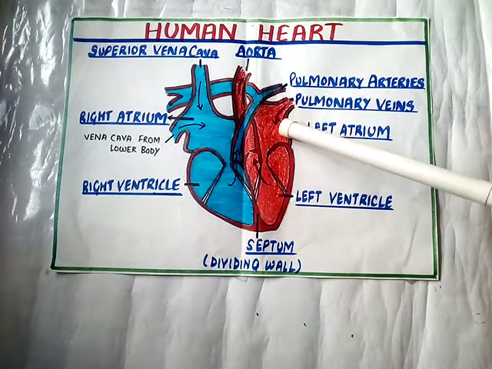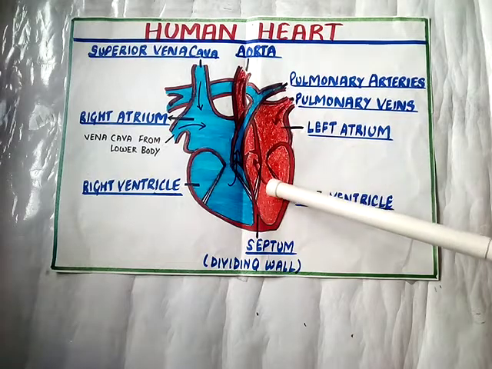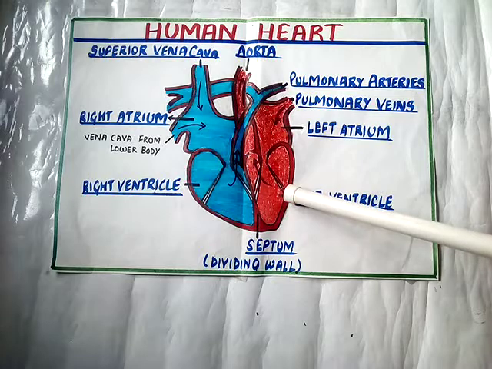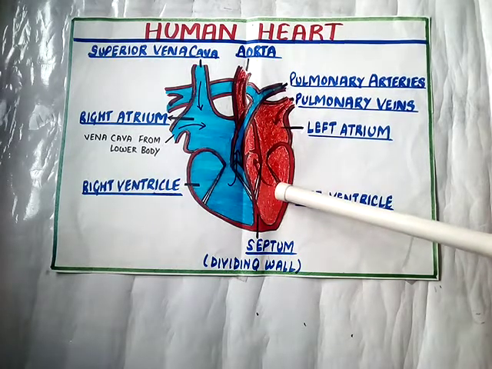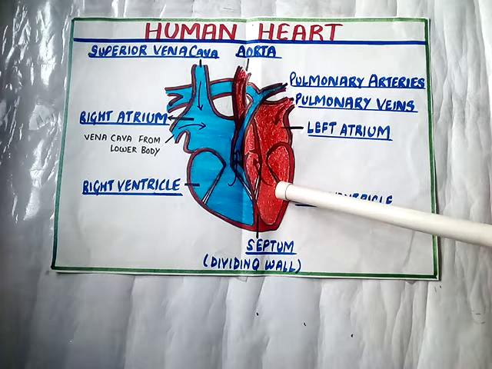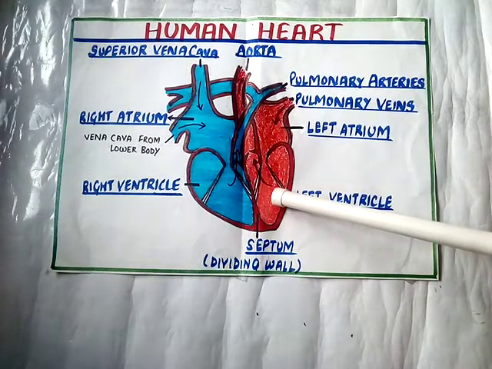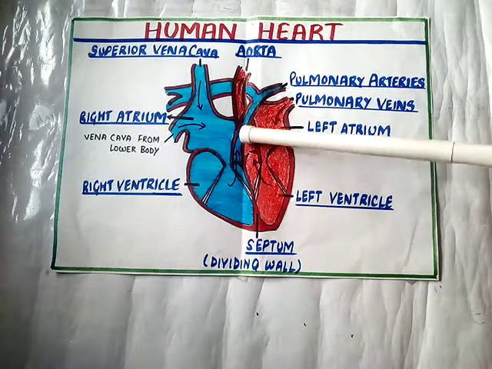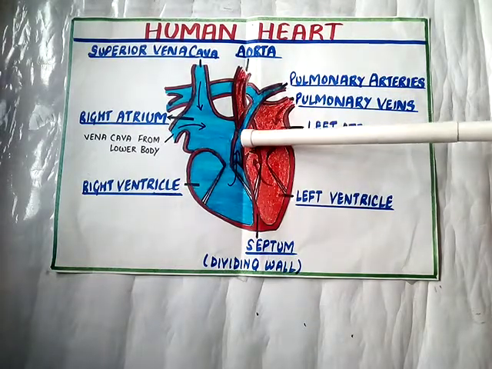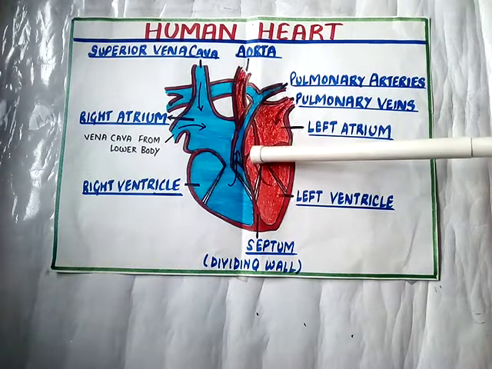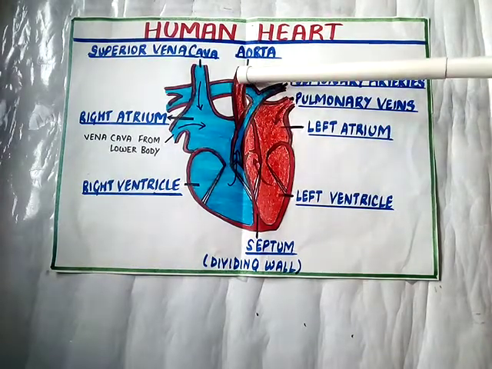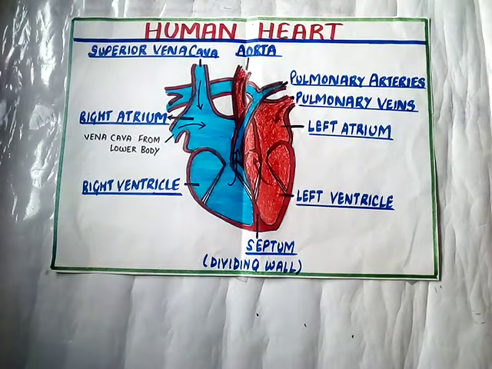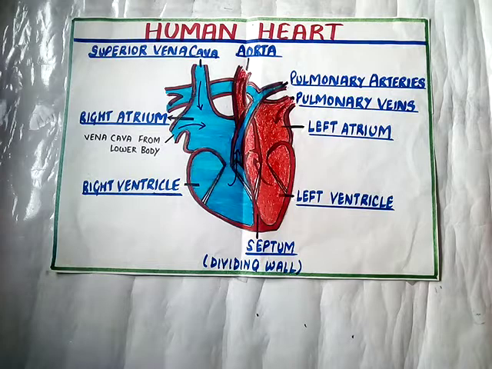From the left atrium, the blood flows into the left ventricle. The bicuspid valve present there prevents the backflow of the blood into the left atrium. From the left ventricle, the blood flows into the aorta. Aorta is the largest artery of the human body. Aorta sends this oxygenated blood to all parts of the body. So let's summarize again.